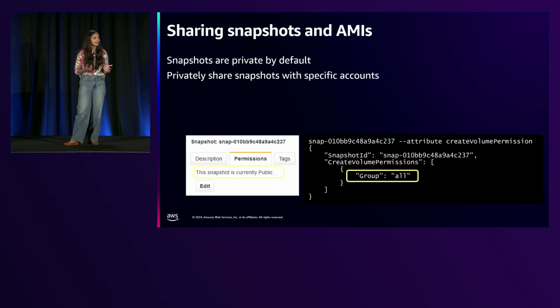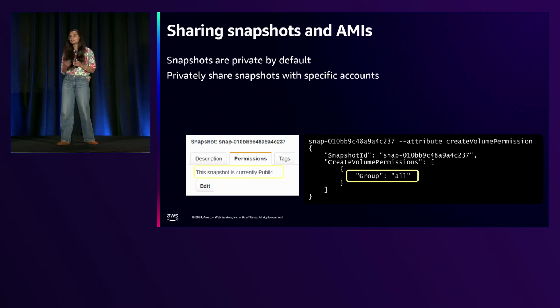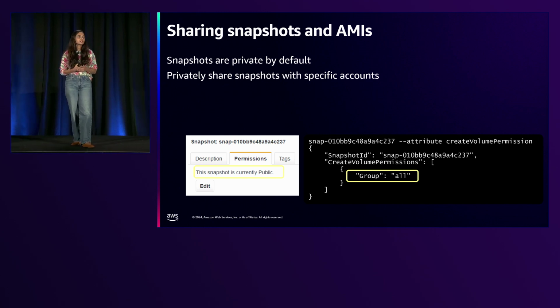What that means is that any AWS user can access that snapshot. This is obviously not recommended, but a lot of our customers have use cases for distributing this to their users as test data, for example. So in that case, they make that data public.